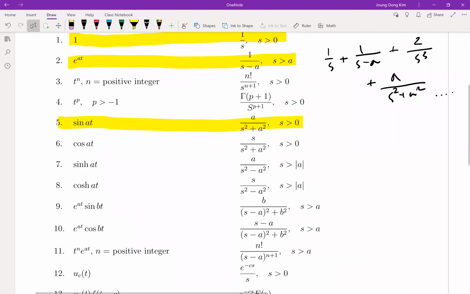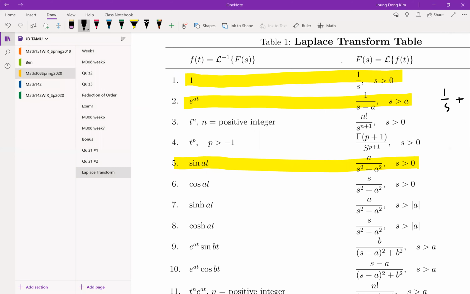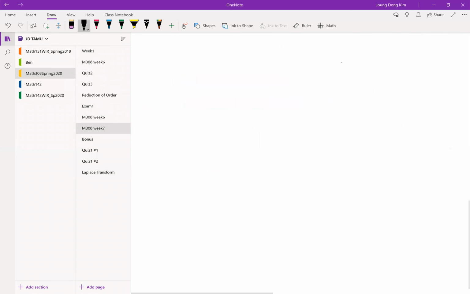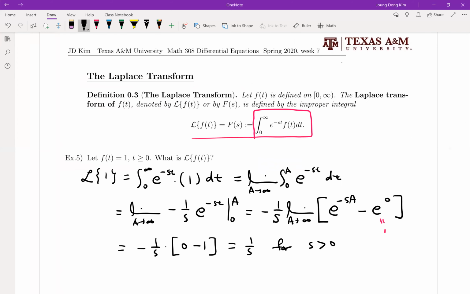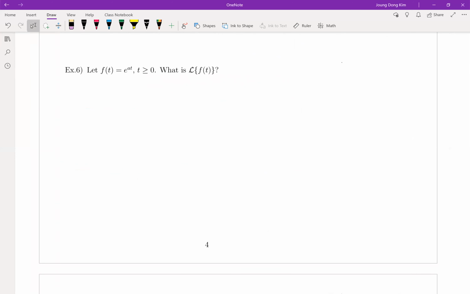Now the next example is number 2. We're going to try to find the Laplace transform of the exponential function e to the at, okay? Then my answer must be 1 over s minus a, okay? Let me come back to the example. Here we go. Okay, we will do the same thing, okay?